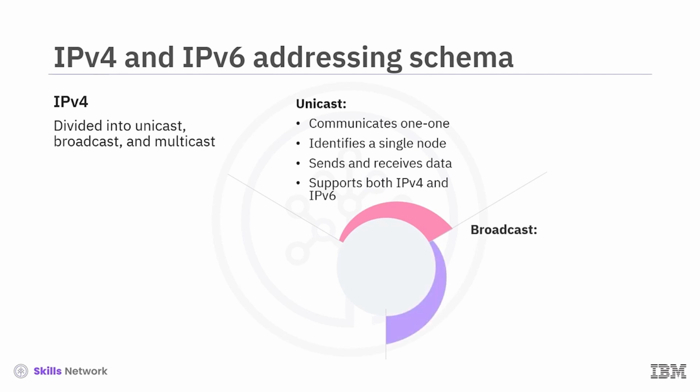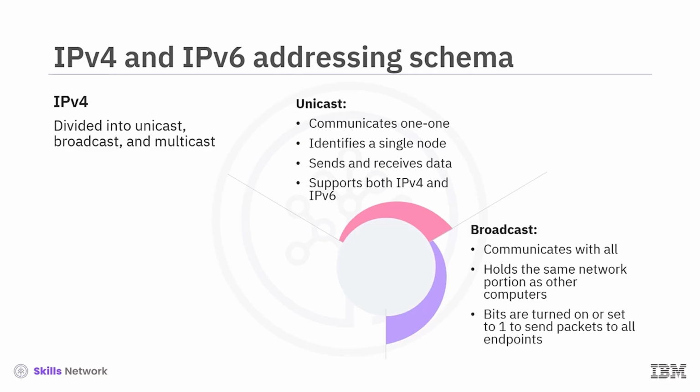In broadcast mode, one computer communicates with all the other systems on that same subnet. Note that the network portion of the broadcast address is the same as the network portion of every other computer on that subnet. But the host portion has all the bits turned on or set to 1 to ensure that the packets are sent to all the endpoints on the subnet.